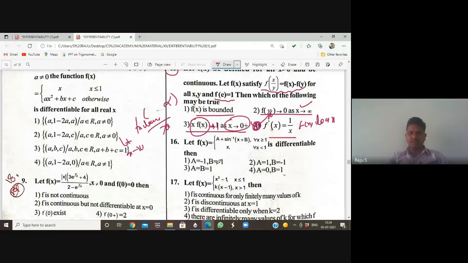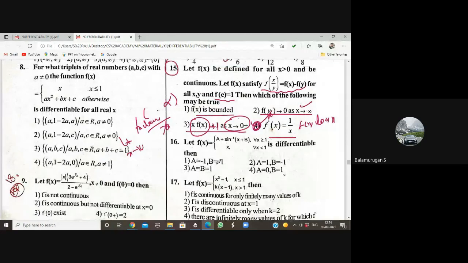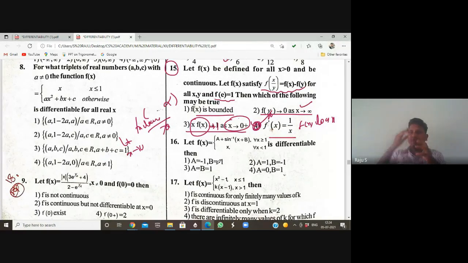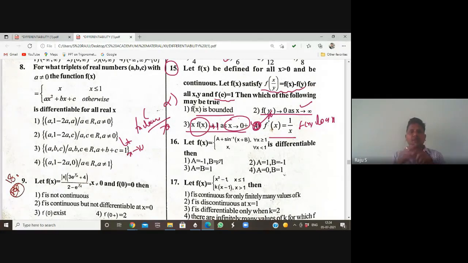Right. Next. Sir, what is bounded, sir? Bounded means it should have a maximum value, a finite maximum value. Okay, sir. Finite maximum, but the log when x tends to infinity, f of x becomes infinity. It is not a finite value. Okay, sir. Right. Next.